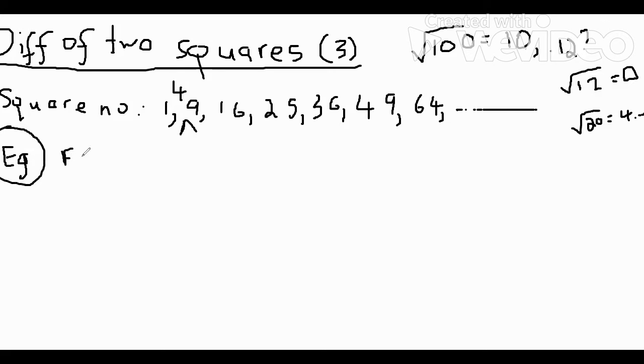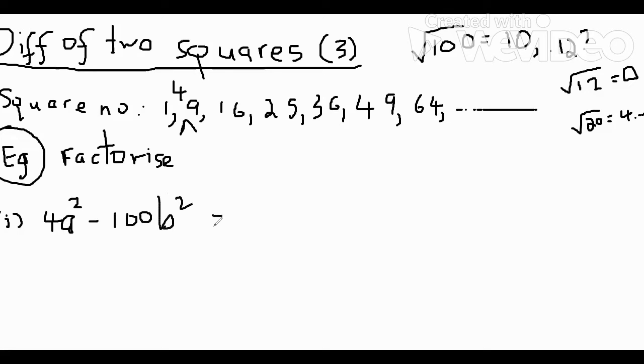Factorize. Number 1. a squared subtract 100 b squared. All right, look at that.